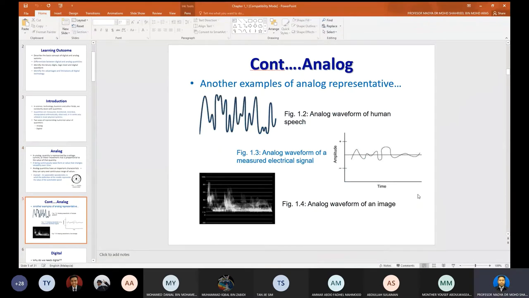Before this I mentioned some examples of analog waveforms. You can see this is an analog waveform for human speech. You can see it is very random, depending on the frequency of your voice. If I increase my voice, for example, the frequency will be higher. Then another example is like this one.